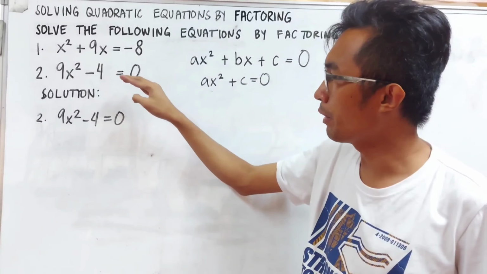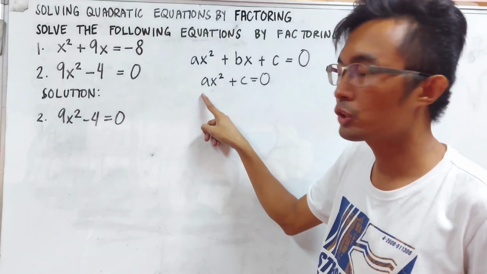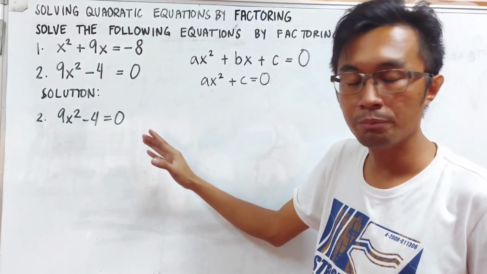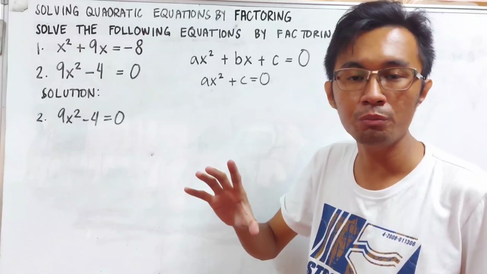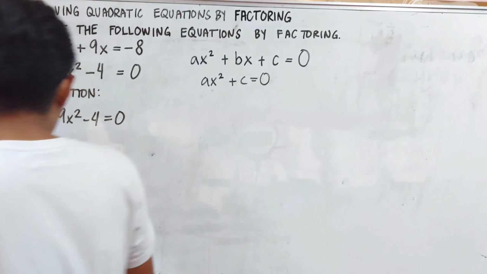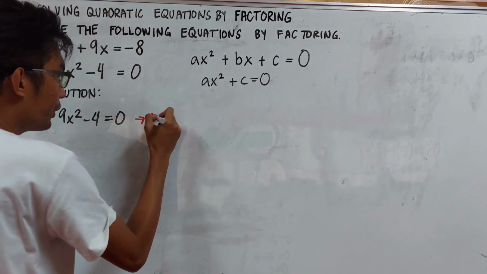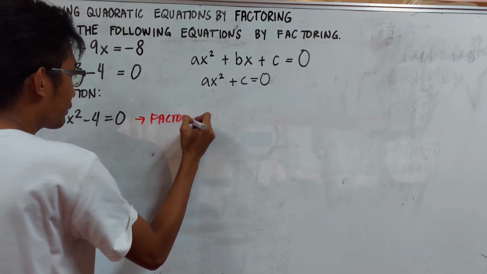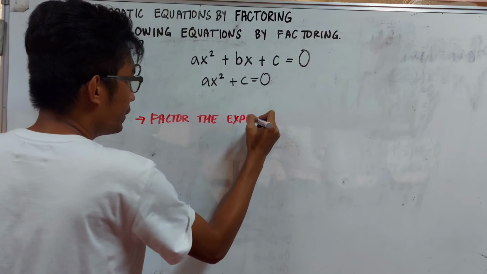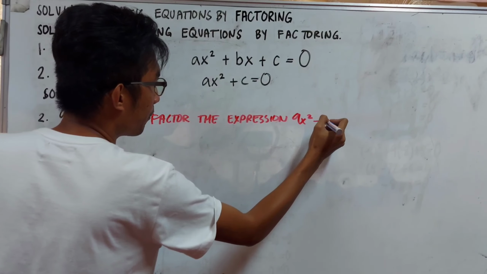Since yung number 2, naka-standard form na siya, in the form ax squared plus c equals 0. Wala lang siyang linear term. So, naka-standard form na siya. Hindi na natin siya ita-transform into standard form. Okay, so, the next step, all you have to do is to factor the expression 9x squared minus 4.